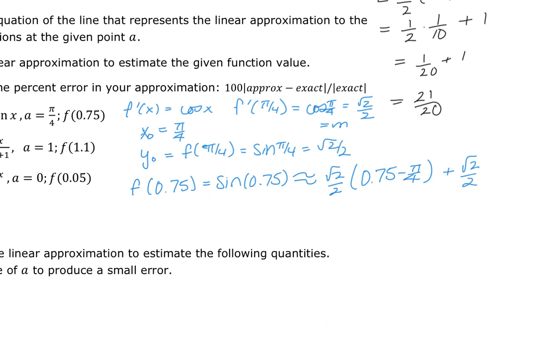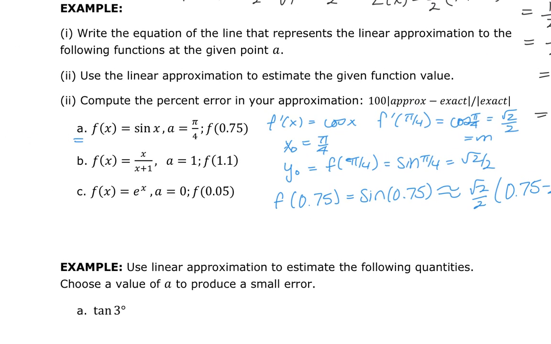Now, yes, to actually get a decimal equivalent, I would need to use a calculator, because I need to know the square root of 2. Or actually, if I really have nothing better to do on a Friday night, I can find the approximation of the square root of 2 over 2 and the approximation of pi over 4 and do this by hand calculation. Am I going to ask you to do that? No, I'm not going to ask you to do that.